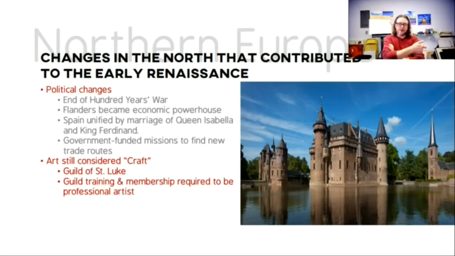As a result, they controlled the training in art, but they also regulated pricing and things of that nature. And that's how that was done, right? Art had not yet moved into the universities.